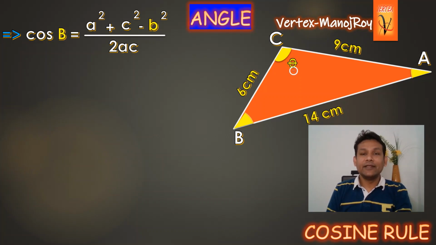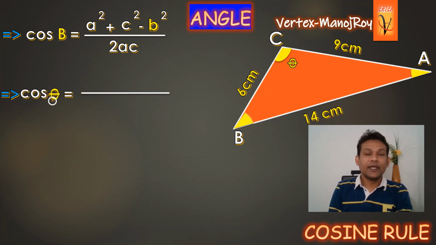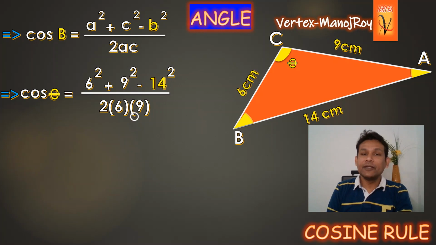Then what do you require here to find? I want to find theta, so I will write cos theta. And which side will be negative? Just decide. Don't think about the formula. You have done it: when we need to find this angle, the opposite side will be minus. So I will use minus 14 squared in the third position. After this, the two remaining sides I have to use here, divided by the same: 6 squared plus 9 squared minus 14 squared, over 2 times 6 times 9.